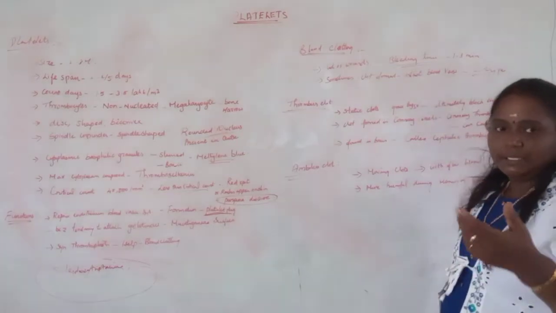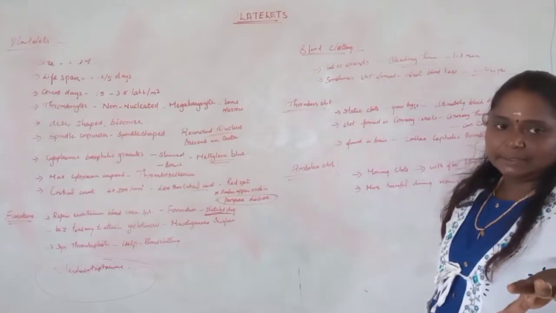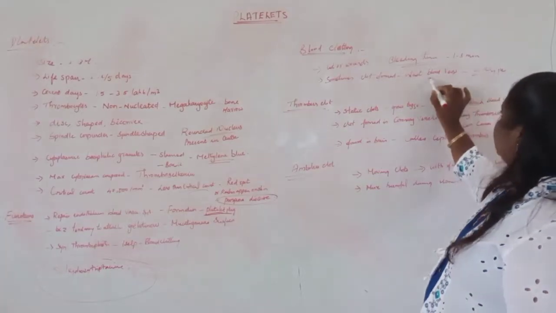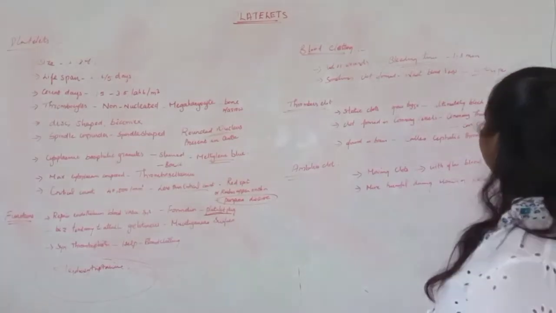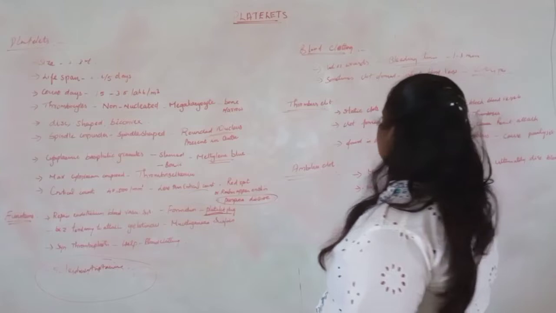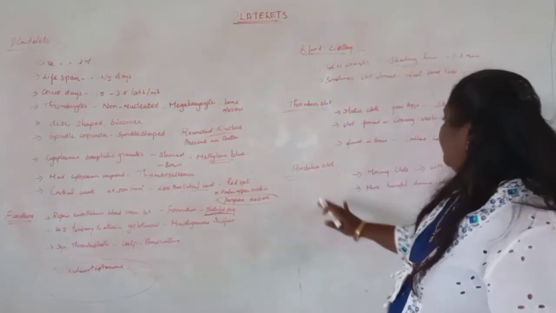Sometimes a clot forms in intact blood vessels. Sometimes the blood should flow continuously, but the clot gets attached at some part. So a clot is formed in the blood vessels. It is mainly divided into two types. The first one is considered to be a thrombus clot. The second one is considered to be an embolus clot.